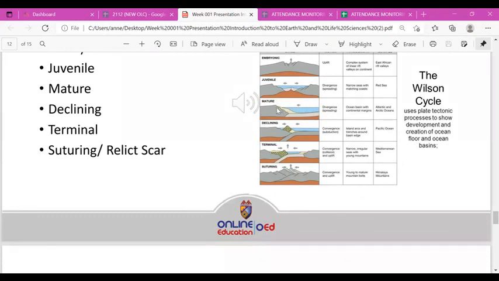Mature naman, only one direction ka lang. Okay? Divergence, but it's still spreading. Okay, the ocean basin with continental margins. And the best example is the Atlantic and Arctic Ocean.